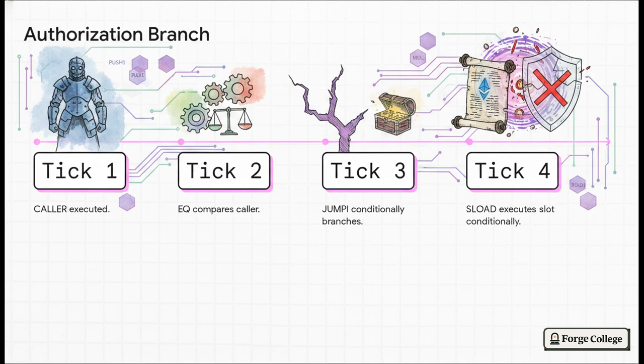We check the caller, compare it with EQ, use JUMPI to conditionally branch the execution path, and then, and only then, we execute an SLOAD. The problem here is that branching gates expensive instructions. If an authorization check is misordered, your transaction might suddenly end up paying a massive gas cost just to read a cold storage slot, causing a revert if gas is tight.